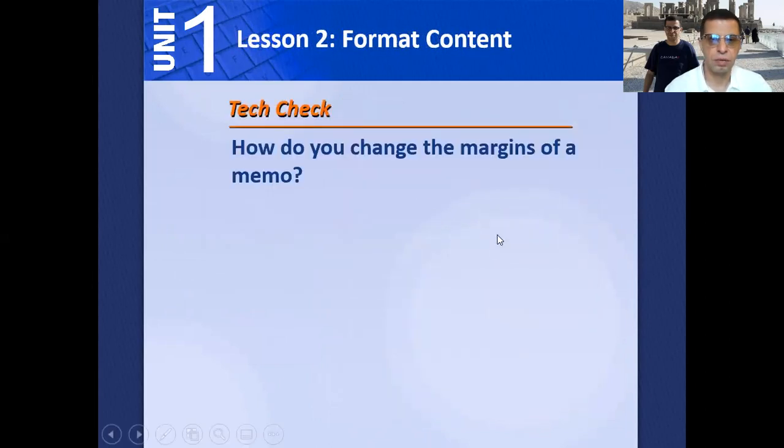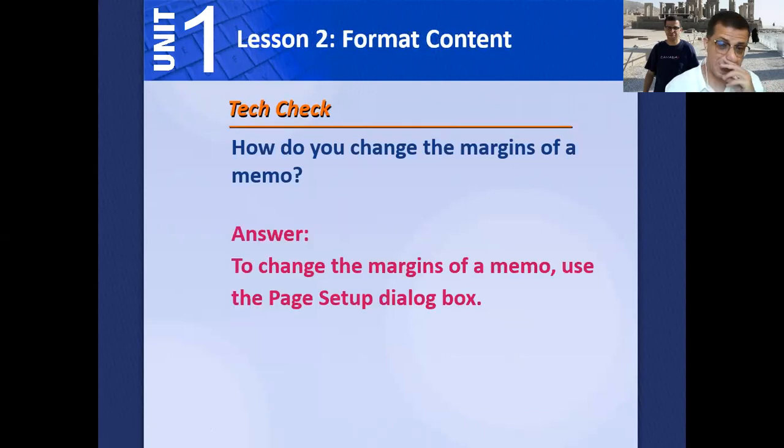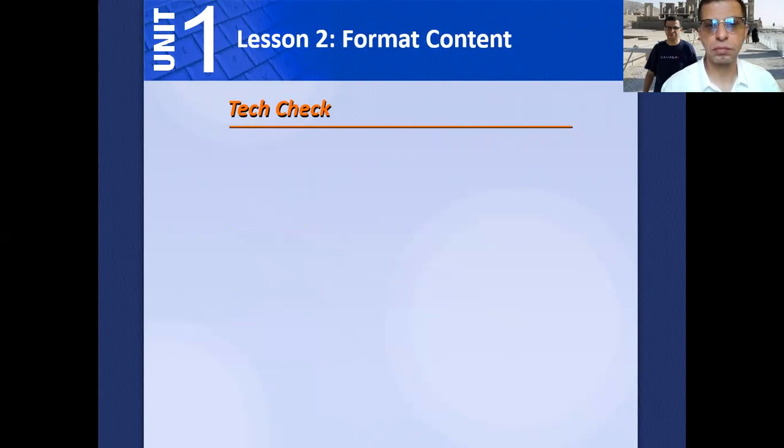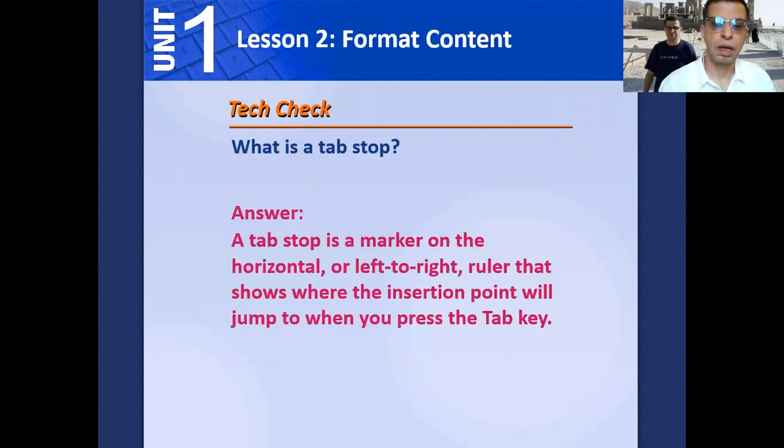Let's do a tech check now. How do you change the margin of a memo? We said to change the margin of a memo, use the page setup dialog. What is a tab stop? A tab stop is a marker on the horizontal, left to right, ruler that you see on the top. It shows where the insertion point will jump to when you press the tab key.